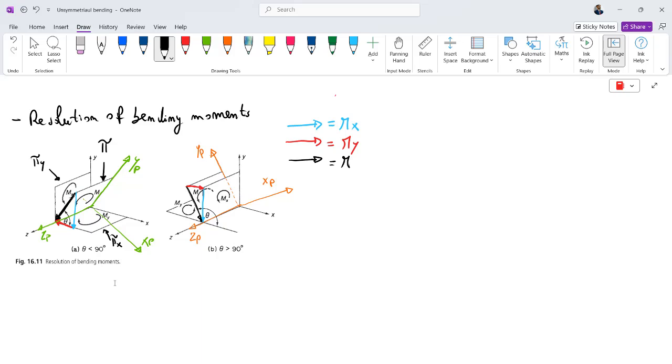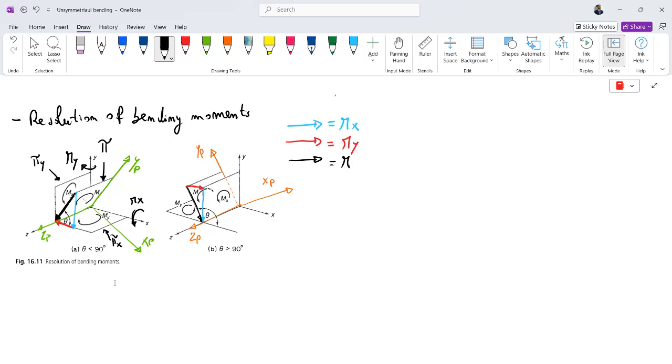If you see this circular arrow in the plane, you can see this and this. So this is the moment around the x-axis, so this is mx. This is the moment around the y-axis, so this is my. This is the explanation, because we have mx in the y plane and my in the x plane.